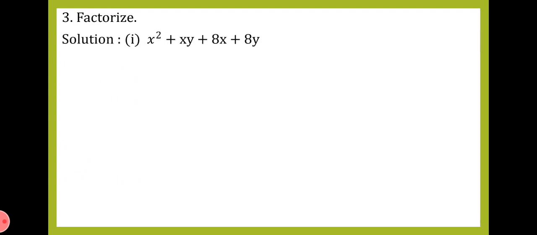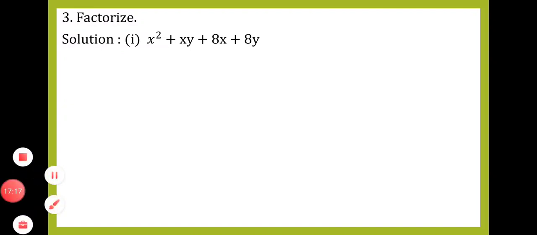Now question number 3, factorize. So for the solution of number 1, question number 1 is given as x square plus xy plus 8x plus 8y. Here there are 4 terms in the expression. Now first we have to see whether we can take out anything common from all the 4 terms. As it's seen, we cannot take out anything common, so we will then apply the method of regrouping.